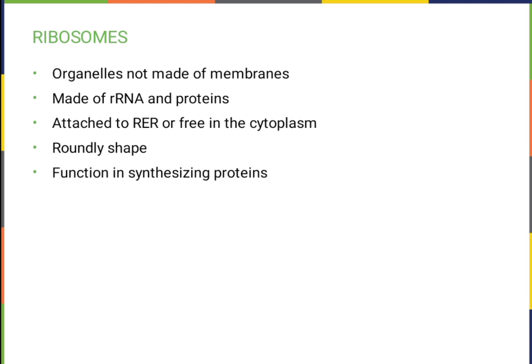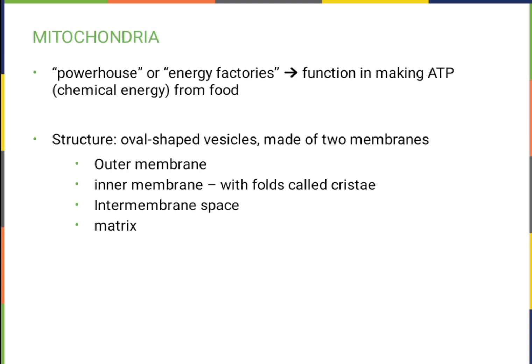Now we go ahead and look at our next organelle known as the ribosome. It is very, very important. They are organelles not made up of any membrane. They are made of RNA and protein. They just have an RNA strand that was formed from the nucleus and a protein. So usually they attach to the rough endoplasmic reticulum, and their function is the synthesis of proteins.